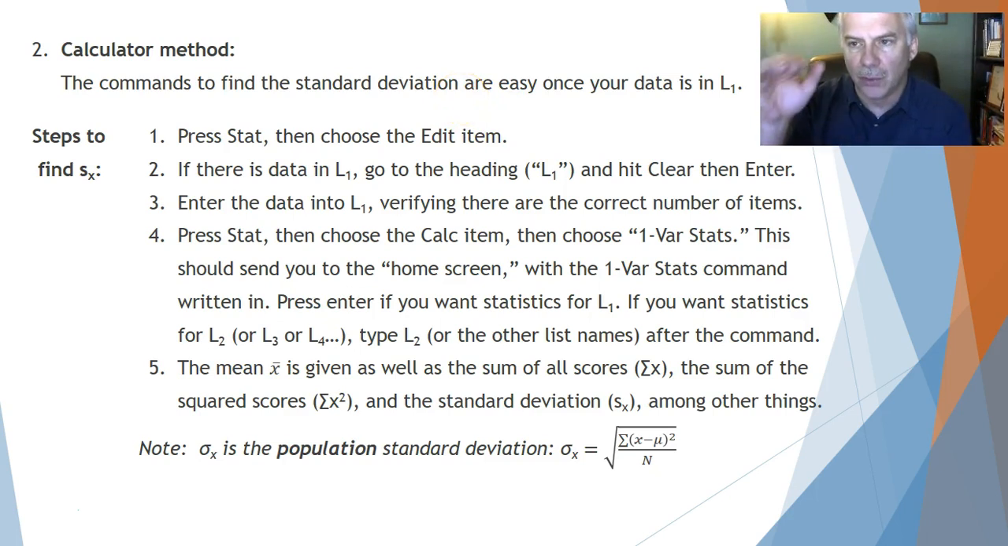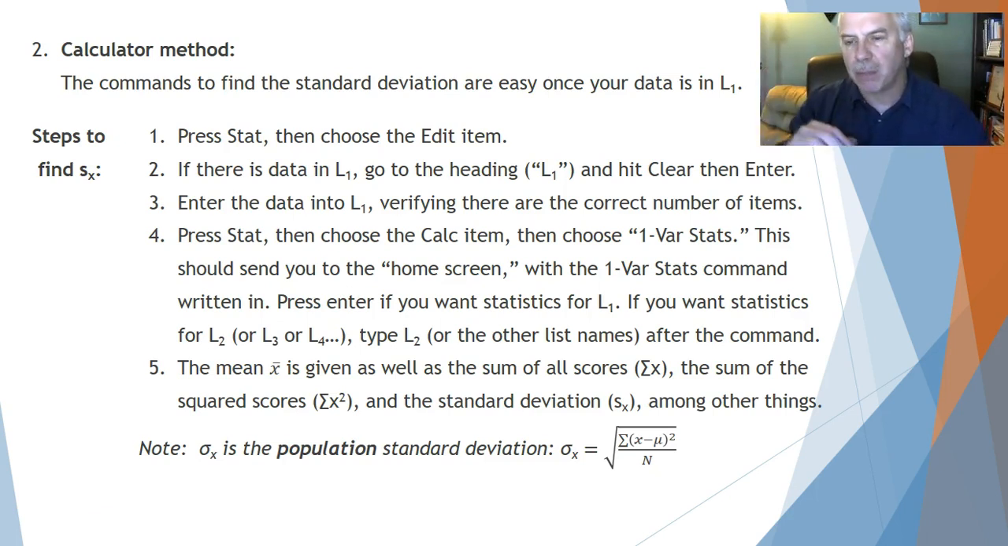Now it will give you what the mean is, which is your x bar, as well as the sum of all the scores, sigma x, and then the sum of the squared scores, and then you'll see the standard deviation, Sx. And that's what we're looking for. Standard deviation, Sx, is the same as what we just calculated by hand. All right? Now, Sx is the sample standard deviation. All right? Which we have the letter S to signify.